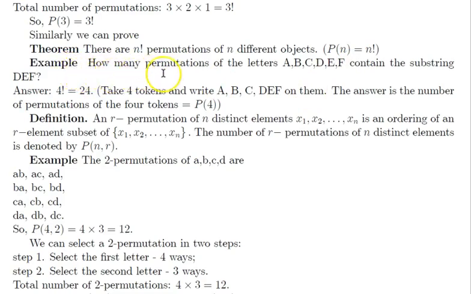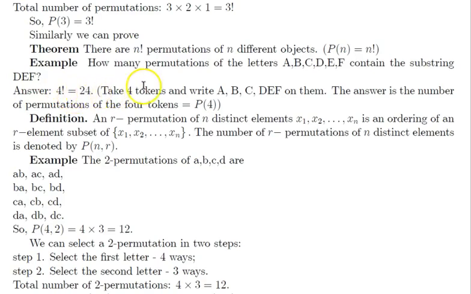Example: how many permutations of the letters A, B, C, D, E, F contain the substring D, E, F? The answer is not 6 factorial, because we want D, E, F to be in this order together. The answer is just 4 factorial.